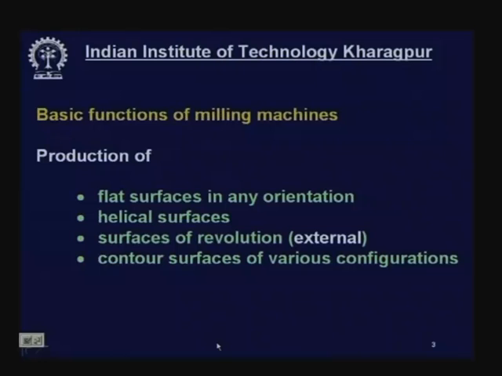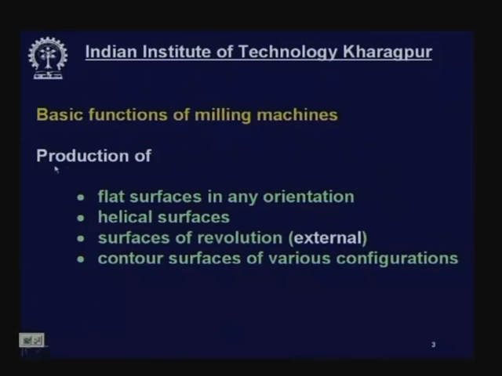Now, basic functions of the milling machines. Milling machines, like any machine tool, what is the function of a machine tool? The function of any machine tool is to produce geometrical surfaces. That is, a machined job is bounded by some geometrical surfaces like flat surface, cylindrical surface, then contour surface and so on. Similarly, milling machines are used to produce flat surfaces in any plane, the vertical plane, the horizontal plane, or an inclined plane. So, in various planes they will produce the surfaces.